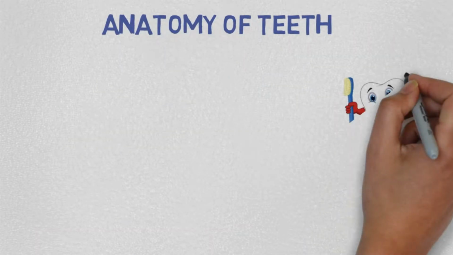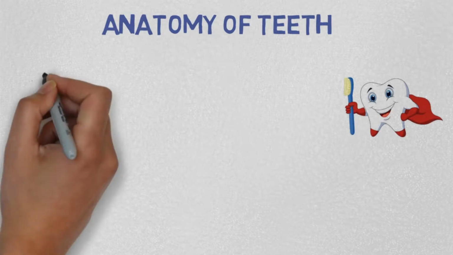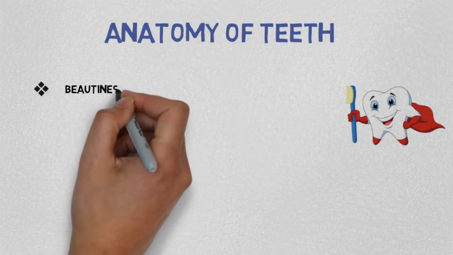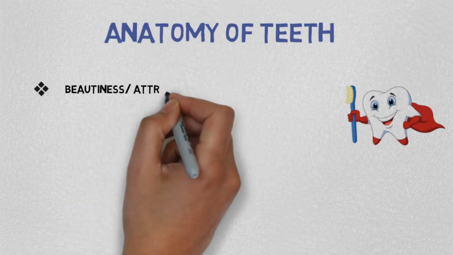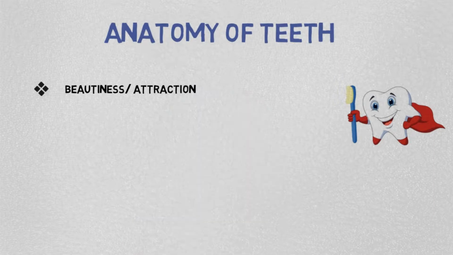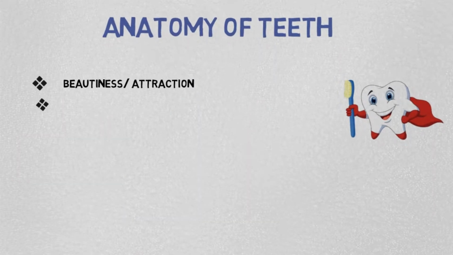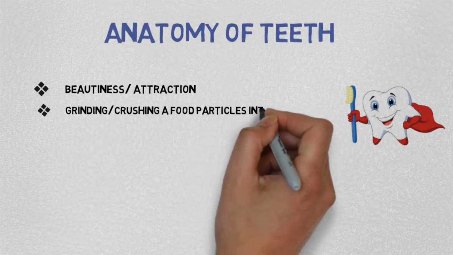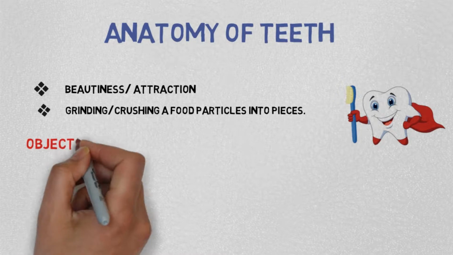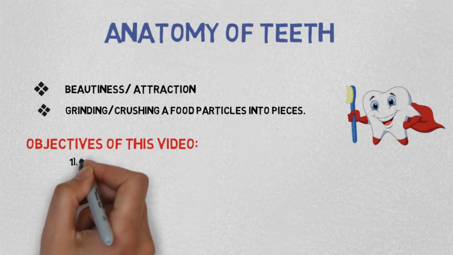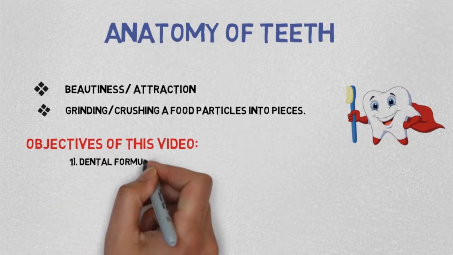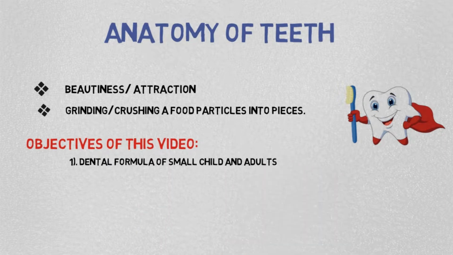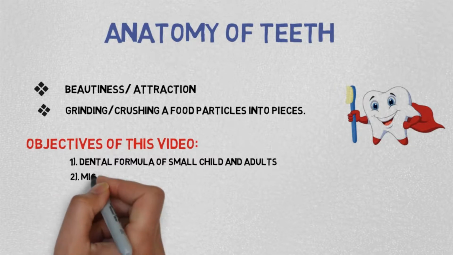This video is all about the anatomy of teeth, the complete anatomy of teeth I must say. We all know that the teeth play a very important role in maintaining our beauty or attraction. The beauty or attraction plays an important role in our personality too. But besides beauty, the teeth also play an important role in grinding or cutting food particles into smaller pieces before the digestion process.